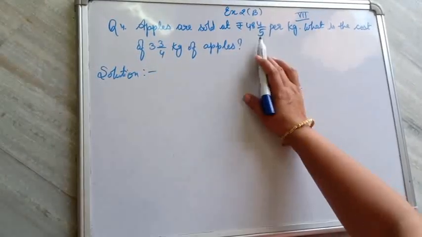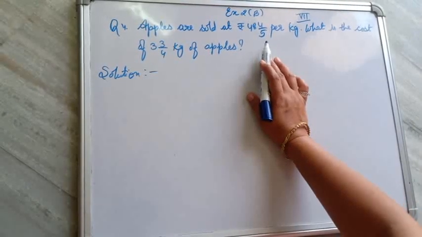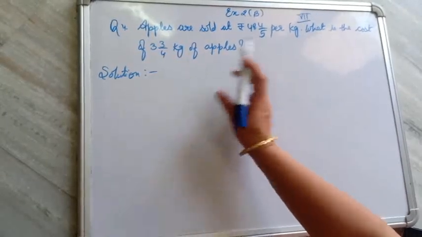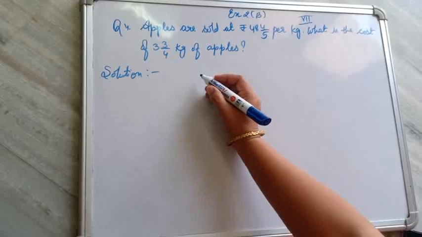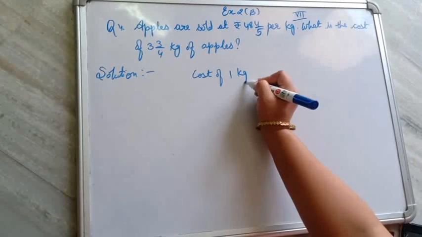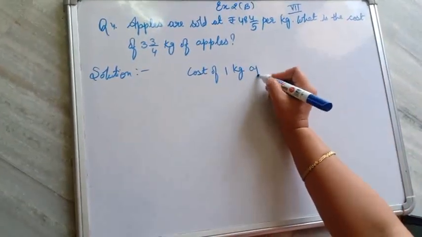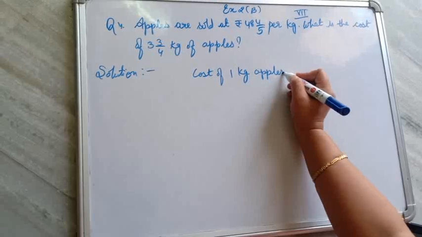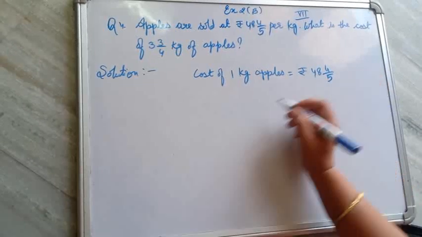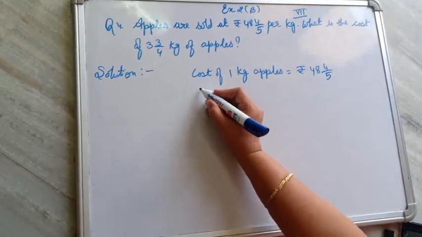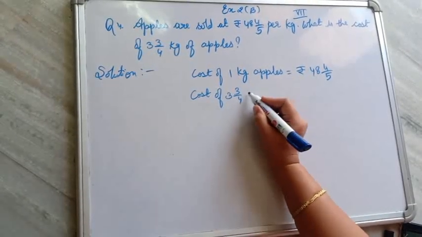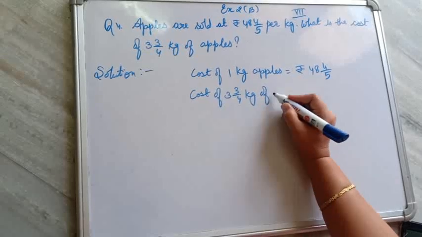तो जब भी cost of 1 is given, 1 का given है and you have to find 1 से ज़्यादा का फाइंड करना, then what we have to do, हमको मल्टीप्लाई करना. Okay, so cost of 1 kg apple is equal to rupees 48 4 by 5. Cost of 3 by 4 kg of apples.